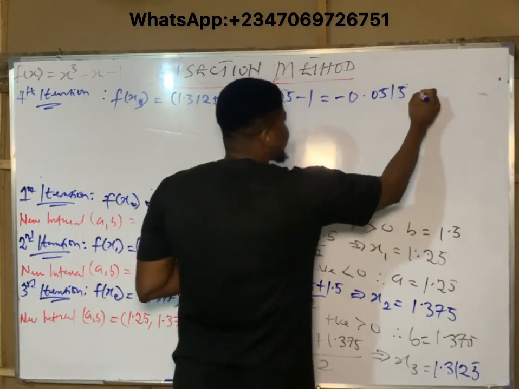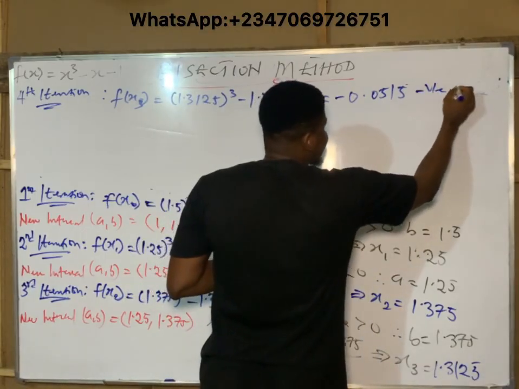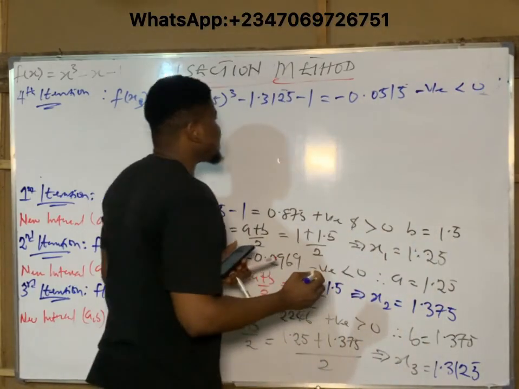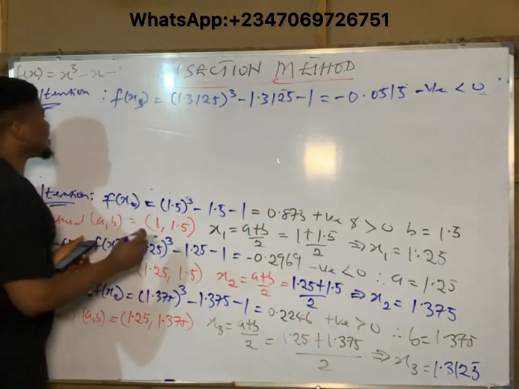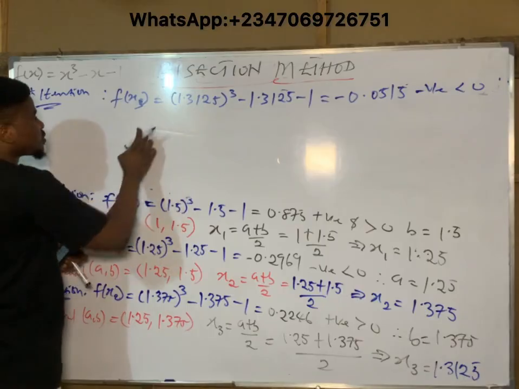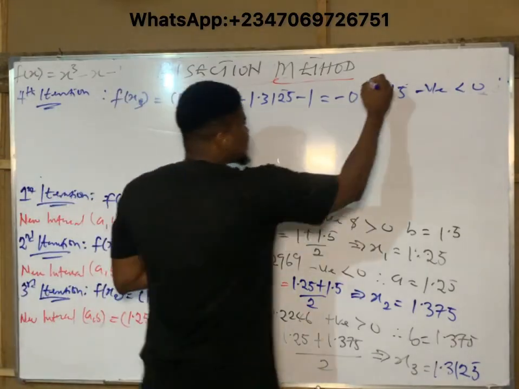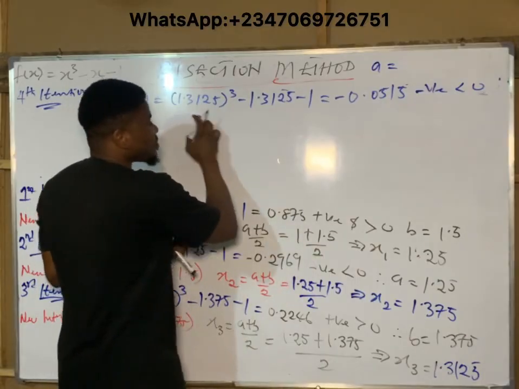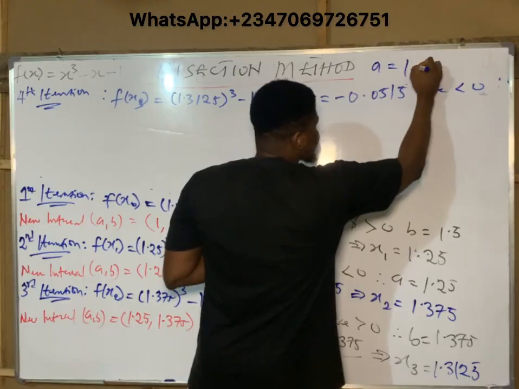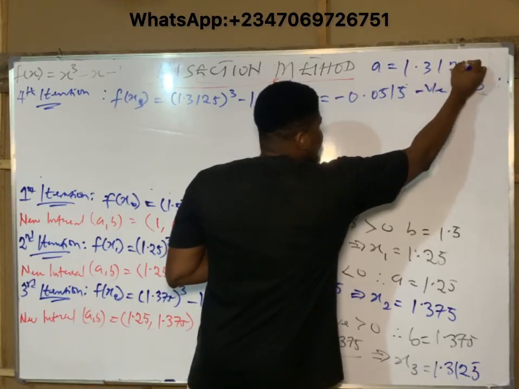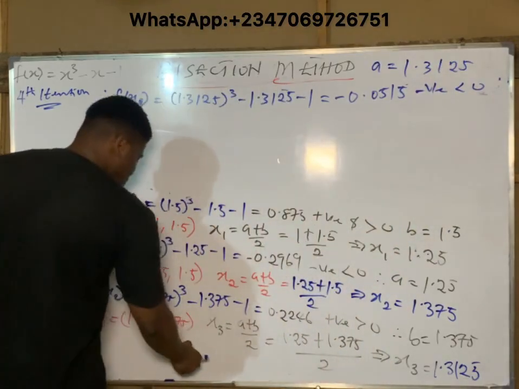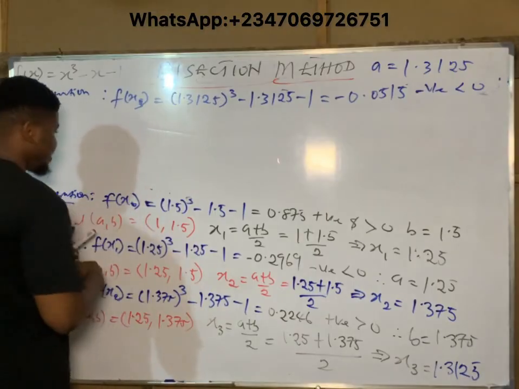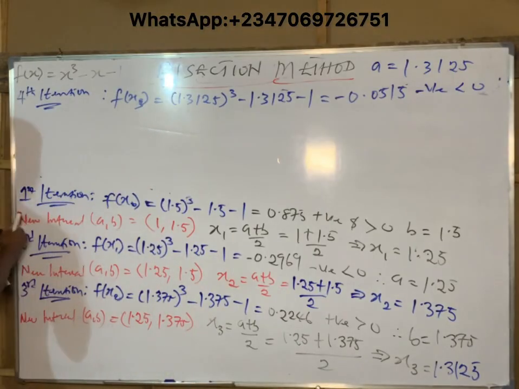0.0515. Now this value is negative and it is less than 0. So when it is negative, remember, it means that a is the value that causes the function to be negative. So this means now that we have a new value for a, and a is simply 1.3125.